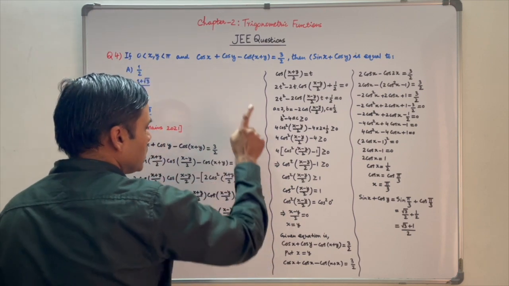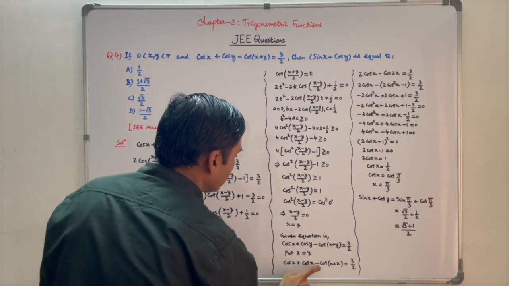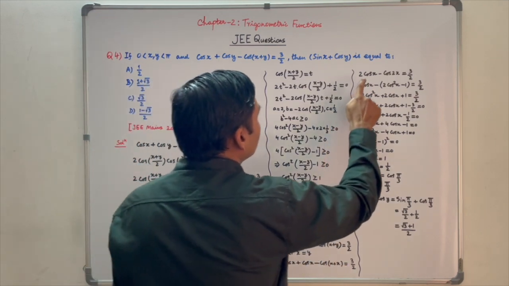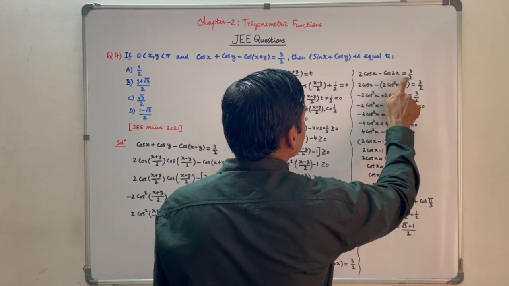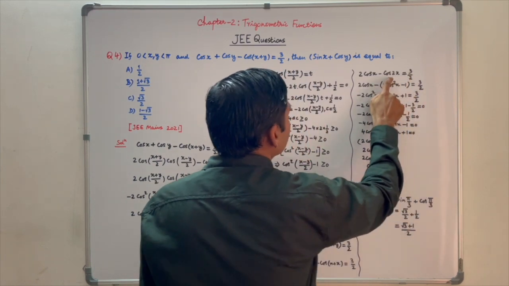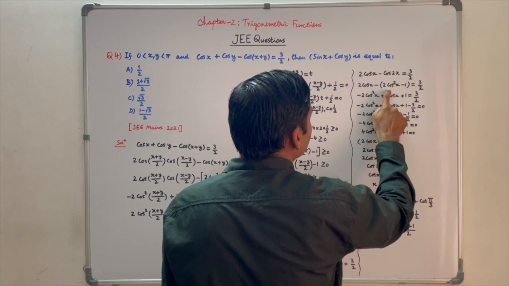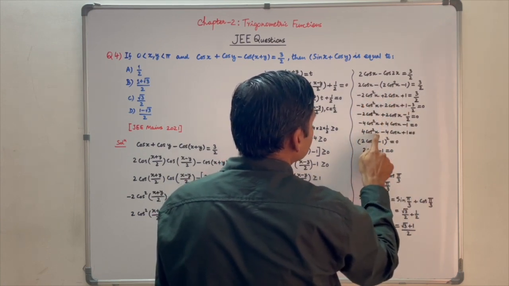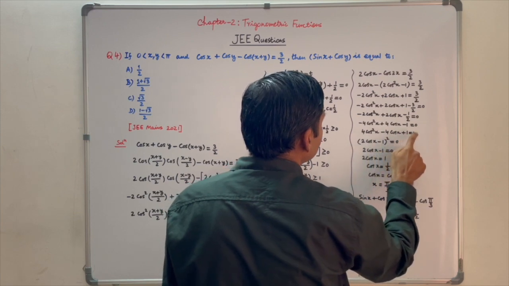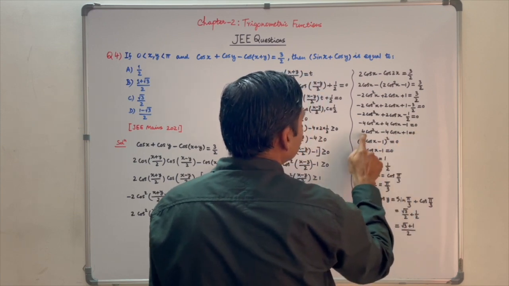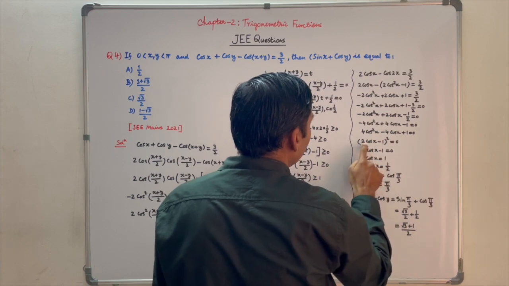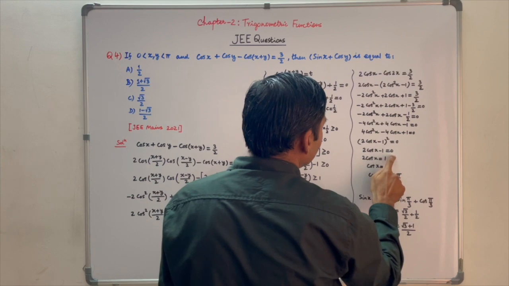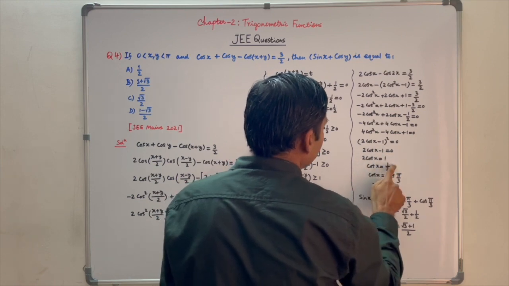So this equation now becomes cos x + cos x - cos(x + x) = 3/2, or 2 cos x - cos 2x = 3/2. Cos 2x can be written as 2 cos²x - 1. So it reduces to 4 cos²x - 4 cos x + 1 = 0. Now this is the whole square of (2 cos x - 1). So 2 cos x - 1 = 0, or cos x = 1/2.